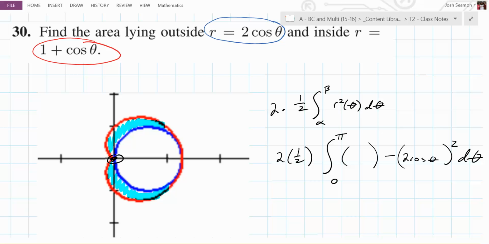We're doing the bigger one, and we're subtracting out the inner one. So it's the outer one in this case, the red one. So what's going to go in the other blank, Pinky?